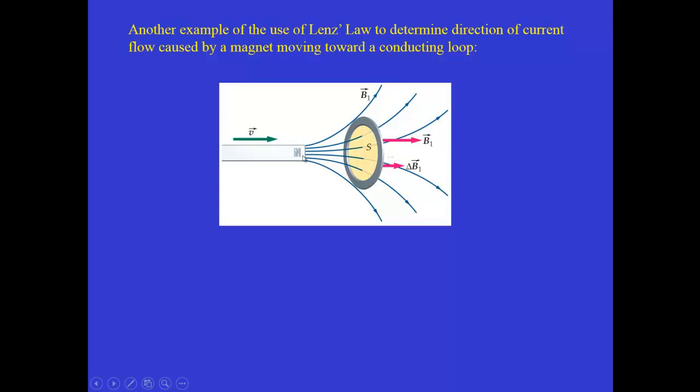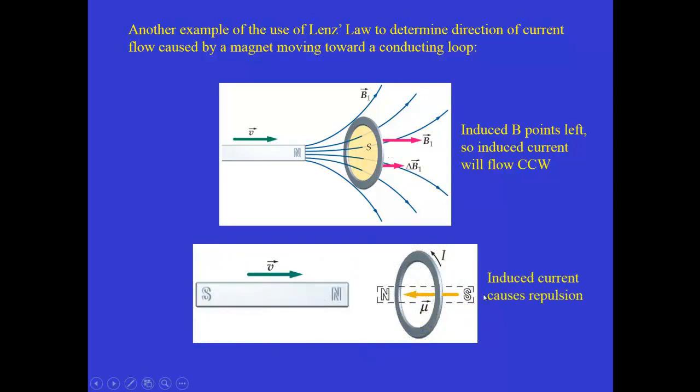Notice, as the magnet approaches the loop, B, of course, points to the right, and it's increasing. So delta B is pointing to the right as well. It's getting larger. According to Lenz's law, the induced field that the induced current produces opposes this change, so the induced field would point to the left, and therefore, using the right-hand rule, the induced current would flow counterclockwise around this loop.